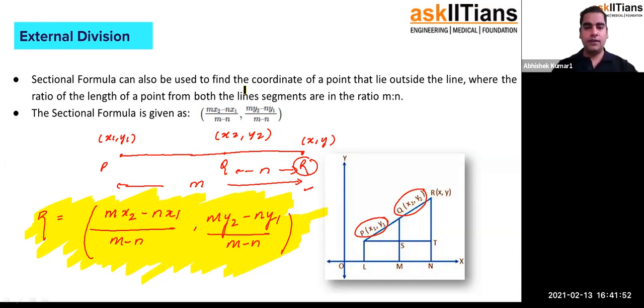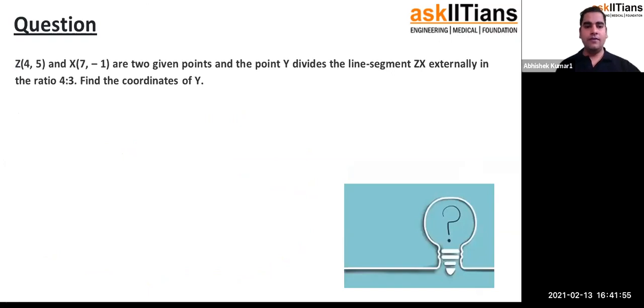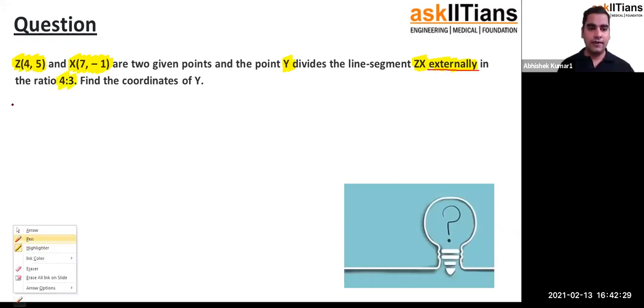Okay, let's move ahead. Here we are going to discuss a problem based on external division. Let us quickly go through it and see what information has been given and what we have to solve. You are given a point Z whose coordinates are 4, 5, and a point X whose coordinates are 7, minus 1. There is a point Y which is dividing line ZX externally. This word written here, externally, is very important. It is dividing it in the ratio 4:3.